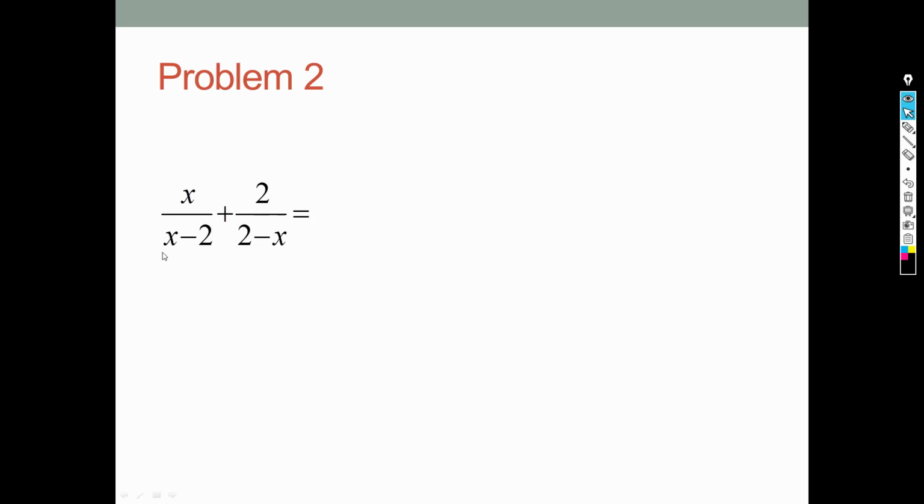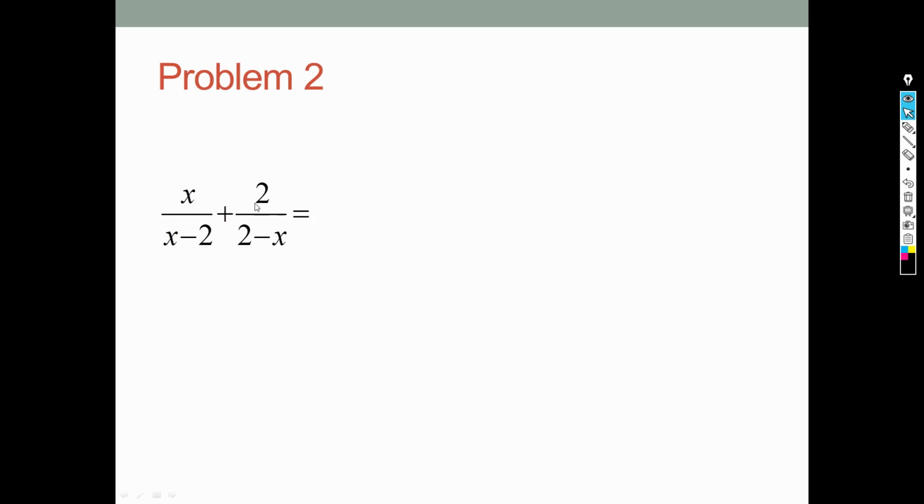Well, the denominators are almost the same. This is x minus 2, and the other one is 2 minus x, but they're not the same. X minus 2 is not the same as 2 minus x. But how can we make them the same? Well, all we have to do is change the signs, right? Make that a plus and this a minus, and it becomes this one over here.